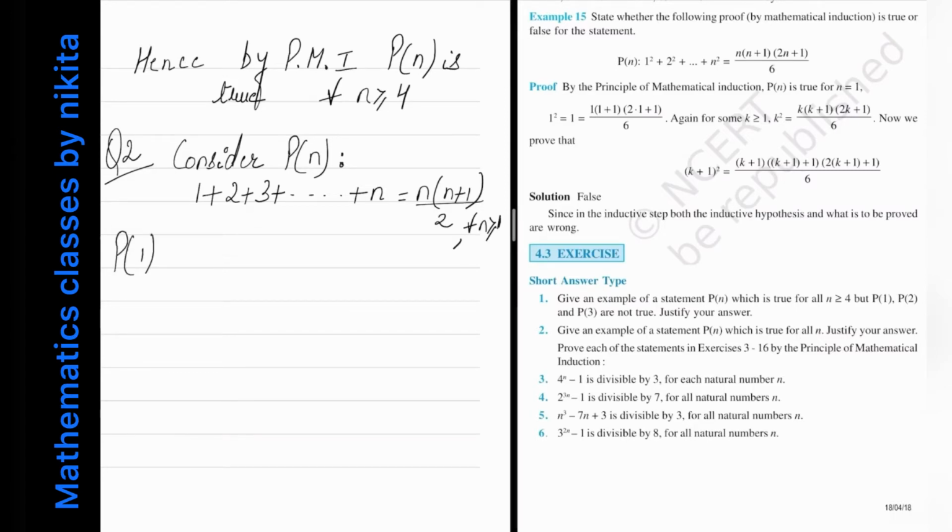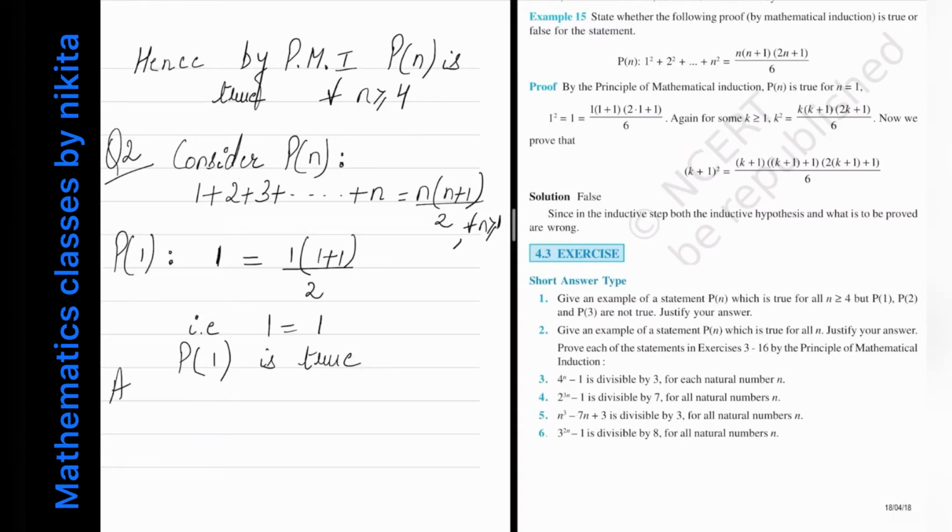So what is p of 1? P of 1 becomes 1. On the right hand side you will get just 1, and on the left hand side you will get that 1 into 1 plus 1 divided by 2. Okay. So that is 1 is equal to 1, क्योंकि 2 और 2 कैंसिल हो जाएगा. So p of 1 is true.